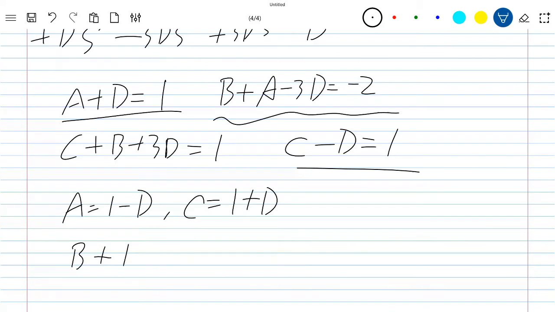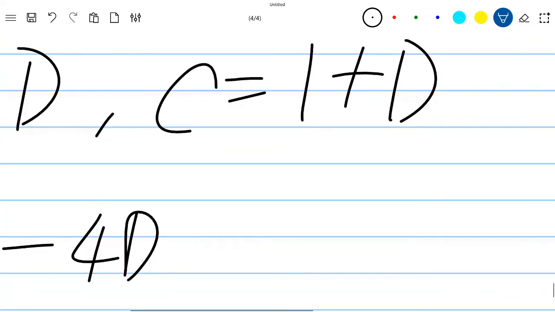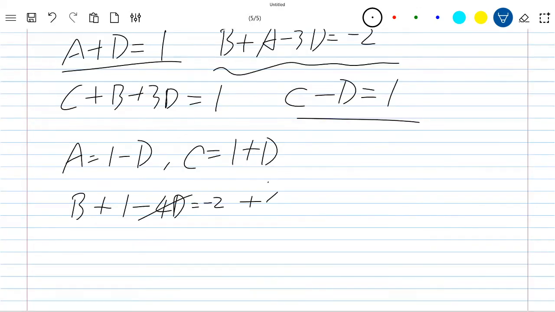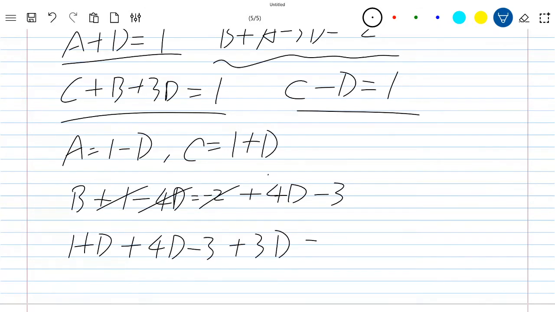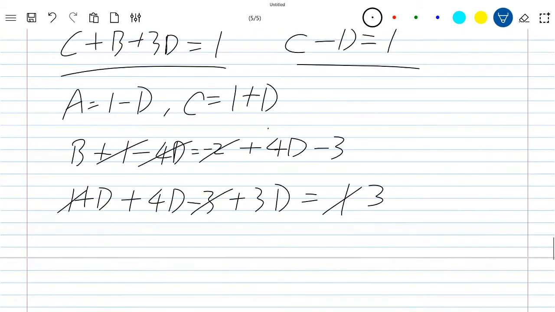b plus 1 minus 4d equals negative 2. So we move the 4d over there, and this negative 1 and 1 move there, the negative 3. So b equals 4d minus 3. Let's plug into the last one here. 1 plus d plus 4d minus 3 plus 3d equals 1. Cancel the 1 and move the 3 there. So you have 8d equals 3. So d equals 3/8.